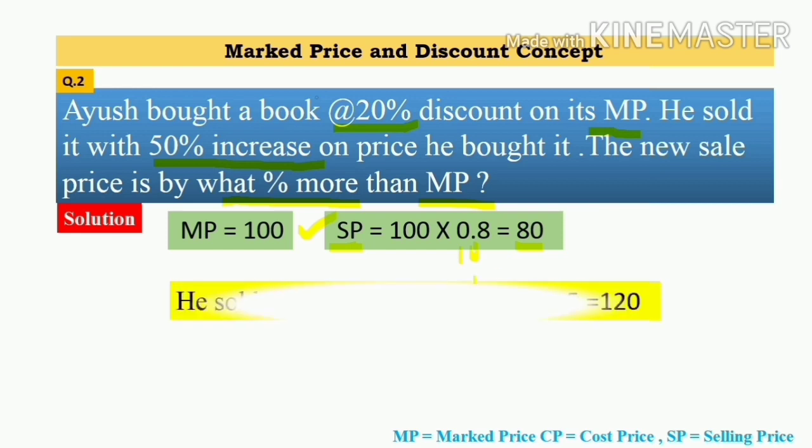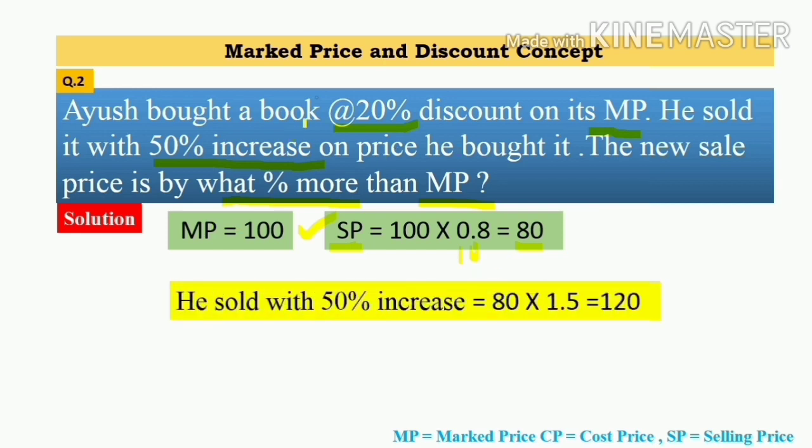As we have cleared the first condition of 20% discount on MP, now in the question it is being said that he sold it with 50% increase on the price he bought it. Okay, so Ayush bought a book at 80 rupees, and he sold the same book with 50% increase in price.